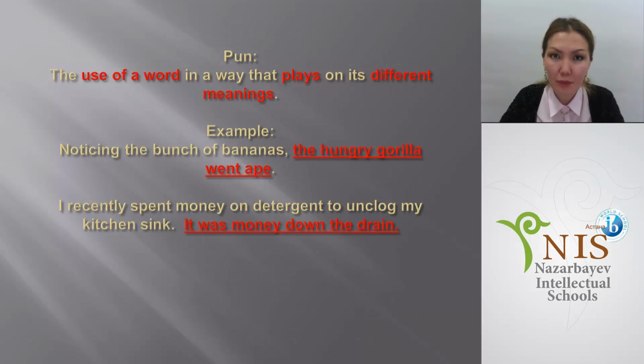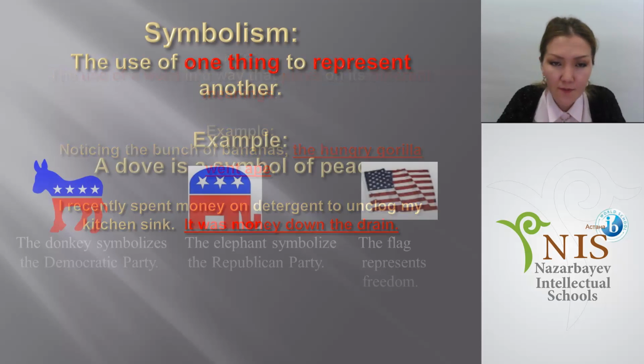Next one is pun, poetic device. The use of a word in a way that plays on its different meanings, like not seeing the bunch of bananas, the hungry gorilla went ape. I recently spent my money on the detergent to unlock my kitchen sink. It was money down the drain.